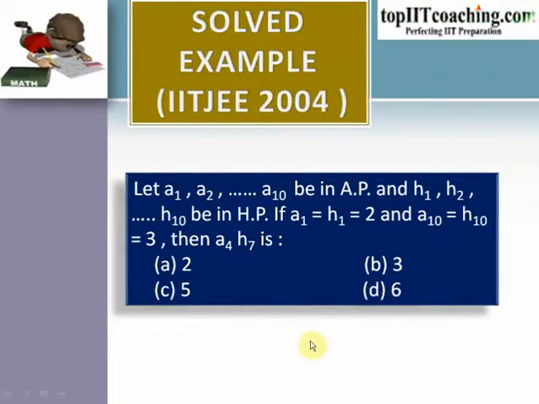So in this problem we have been given that A1, A2 and so on up to A10 are the terms in AP, and similarly H1, H2 up to H10 are the terms in HP. Now it has been given that A1 is equal to H1 and both are equal to 2, and A10 is equal to H10 and both are equal to 3, and we have to find out the value of A4 into H7 and 4 options have been given to us.